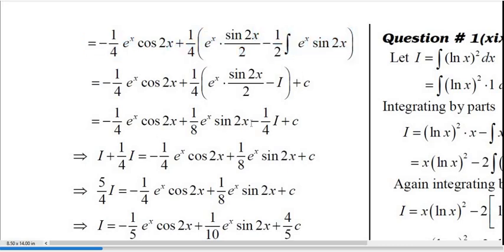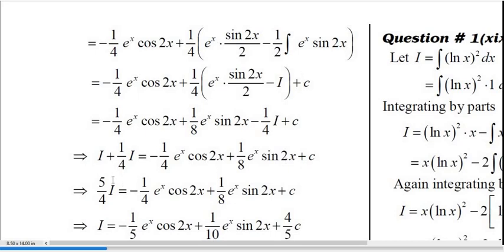Okay, now solve, which is equal to equation 1 from the question. We let I equal integration e power x sin 2x. So we put the value of this function, which is equal to I. Shift this minus 1 by 4 I from right to left. We get I plus 1 by 4 I, which is equal to minus 1 by 4 e power x cos 2x plus 1 by 8 e power x sin 2x plus c as it is.